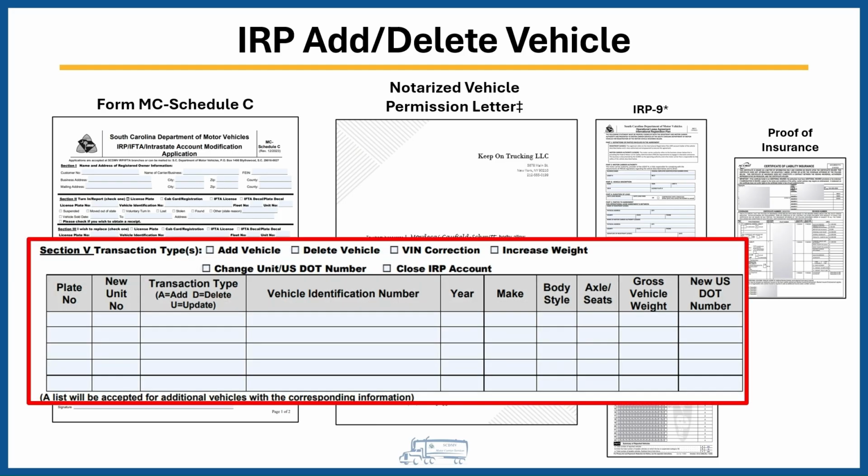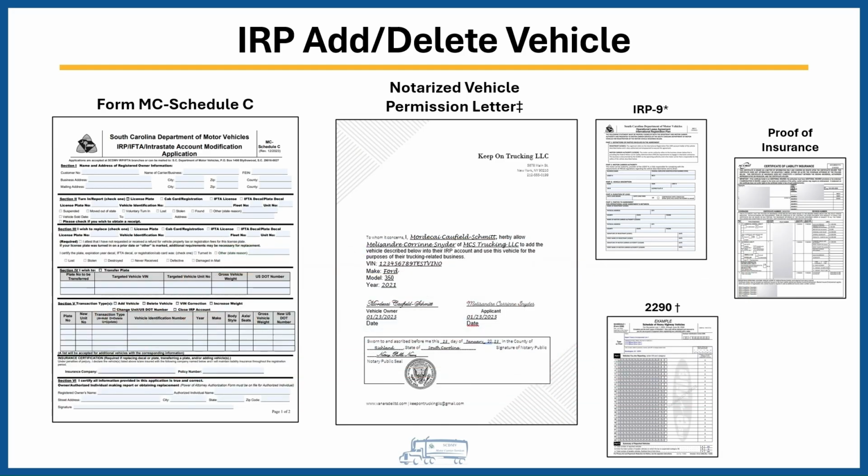For example, Section 5 of the form allows you to indicate whether you are adding a vehicle, deleting a vehicle, etc. You will enter information that will help us identify the vehicle, such as the plate number, VIN, year, make, model, etc. Whenever adding a vehicle, you will always need to provide proof of insurance so that the SCDMV can confirm that your vehicle is covered by your insurance policy. The same guidelines as outlined earlier apply to verifying the insurance.